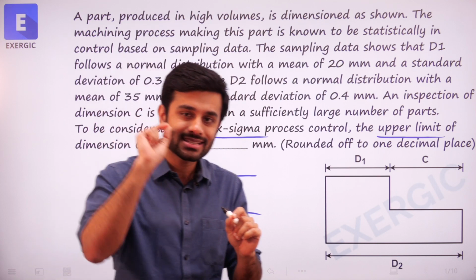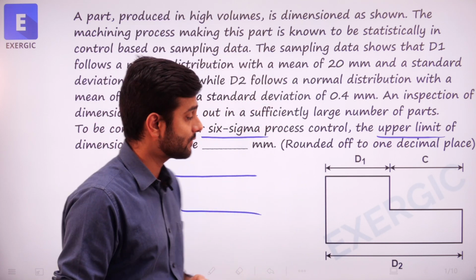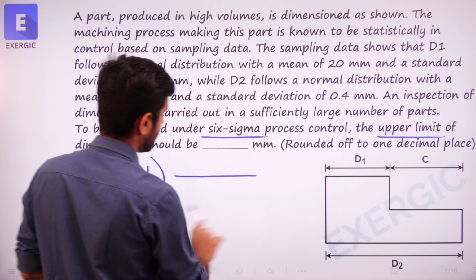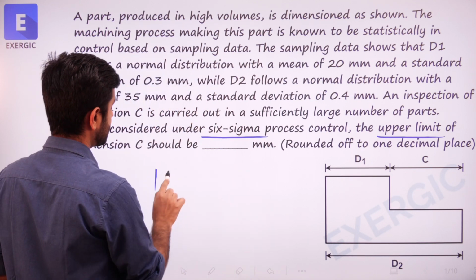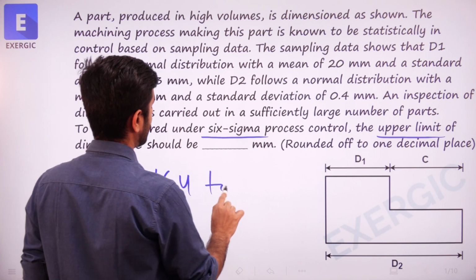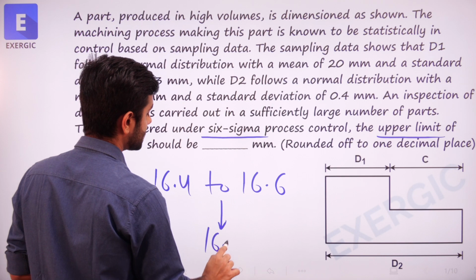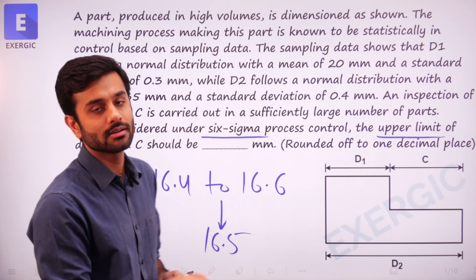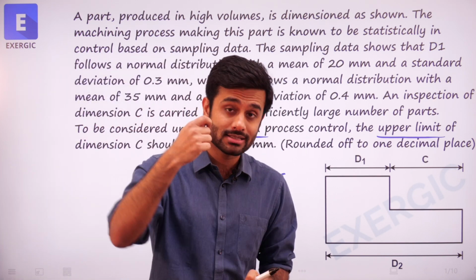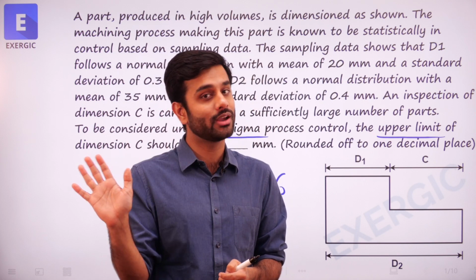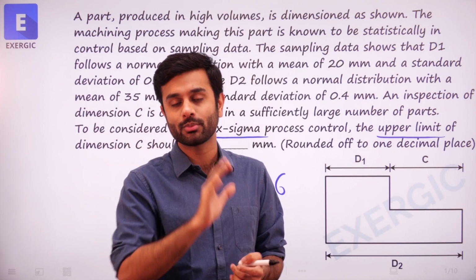You will get exact 16.5 answer. The range for this question is given as 16.4 to 16.6. Let me show you the solution. You will get exact 16.5 as the answer using the concepts within the syllabus. No rounding off required. Exact 16.5.